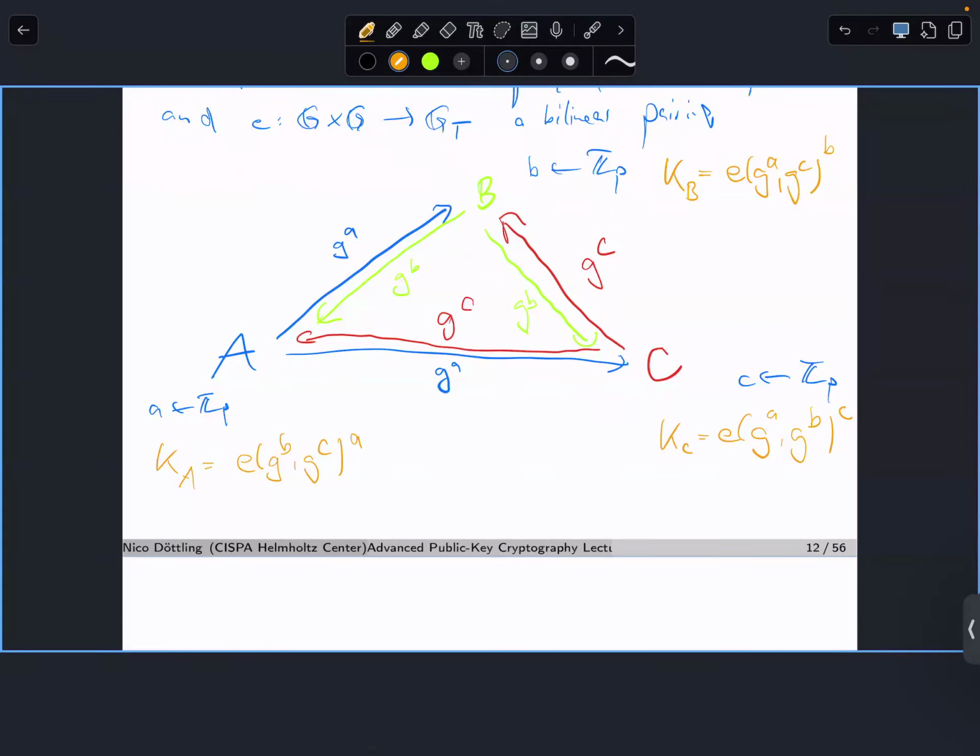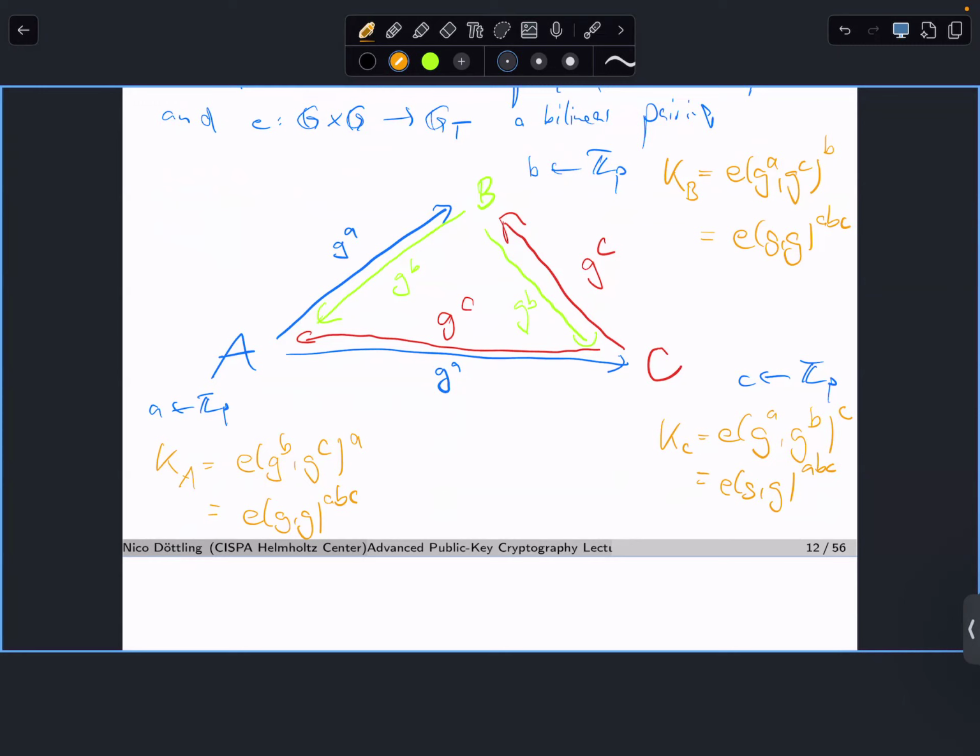What holds for these keys? They're all the same. Exactly. This thing is e(g,g) to the abc, and also here, this is e(g,g) to the abc, and this is e(g,g) to the abc. Great, so we have derived the key. We see correctness of this protocol.